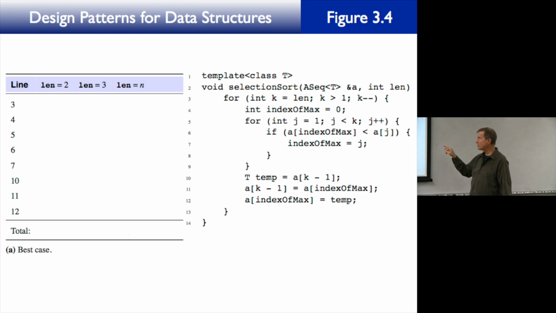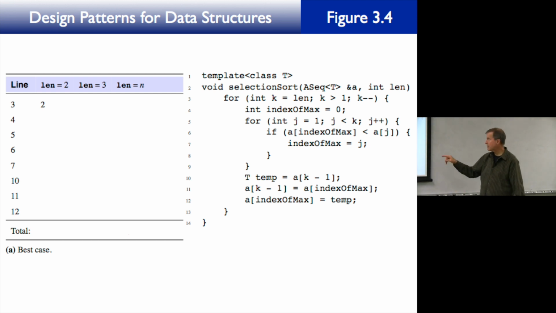Okay, so here, let's just do one. This is selection sort, and here's the code. For int k gets length, k greater than 1, k minus minus. So what happens if length is 2? How many times does line 3 execute? Well, if length is 2, what are the values of k? Yes. K greater than 1, just 2. Are you with me? But the extra test with 1 makes it execute twice. Is everybody with me?